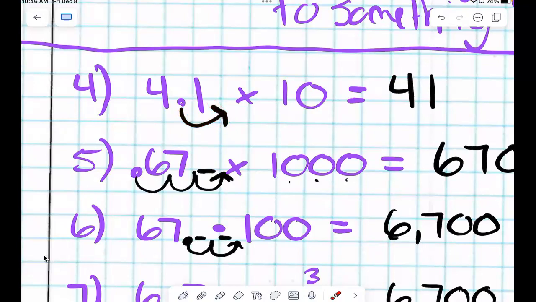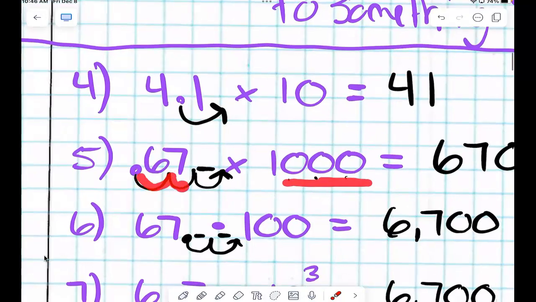Well, it's power of 10, but how many zeros does this 10 have? 1. So really, when you're dealing with powers of 10, the number of zeros tell you how far to move the decimal point, right? Yes. So how many zeros are in this power of 10? 3. And how many places did I move the decimal point?